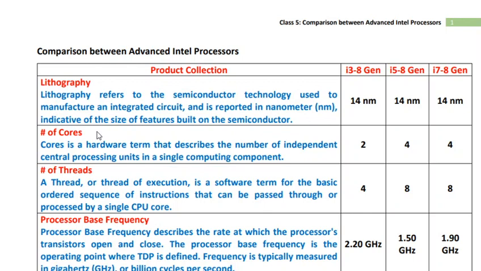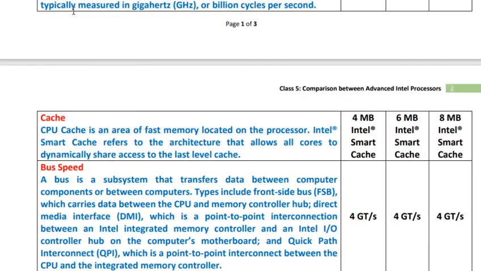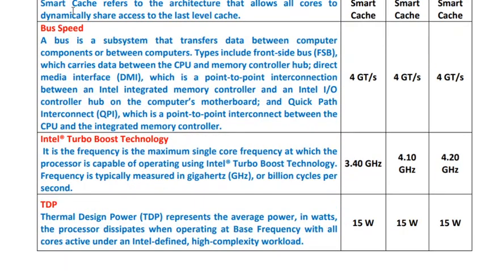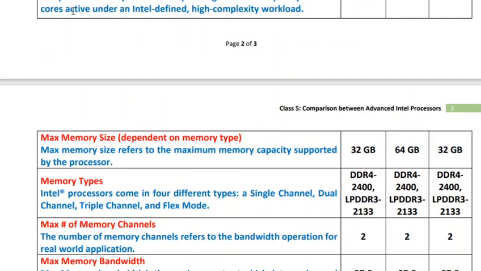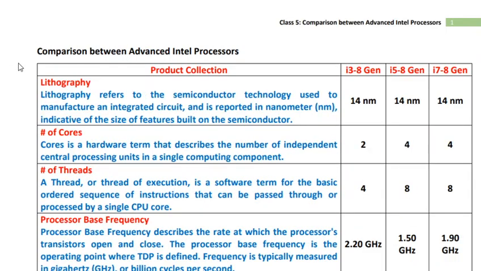Again, I'll repeat it here. The aspects are lithography, number of cores, number of threads, processor base frequency, max turbo frequency, cache, bus speed, then Intel Turbo Boost technology, then thermal design power, then maximum memory size, memory type, maximum number of memory channels, and maximum memory bandwidth.